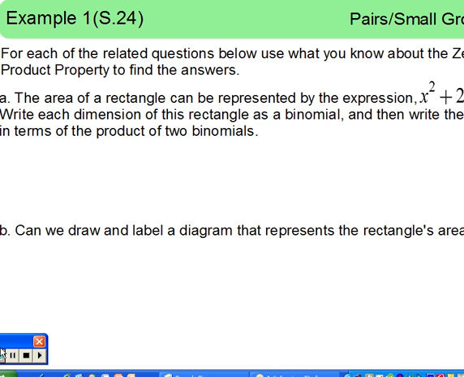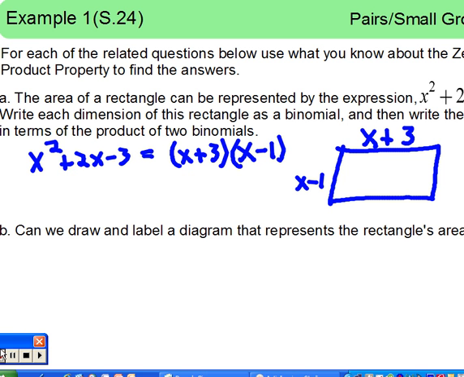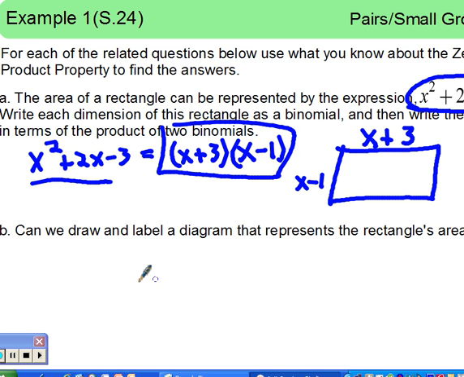Okay, so now we're on page 24 of the student book. Go ahead and read over the whole problem, and press pause, and then press play when you're ready. Okay, so the area of the rectangle is this trinomial, and they ask us to express it as the product of 2 binomials. That sounds like factoring, which we've covered thoroughly. So I already did it. Y'all know how to factor this. I now have the product of 2 binomials. And then they want us to draw and label a diagram. There it is.